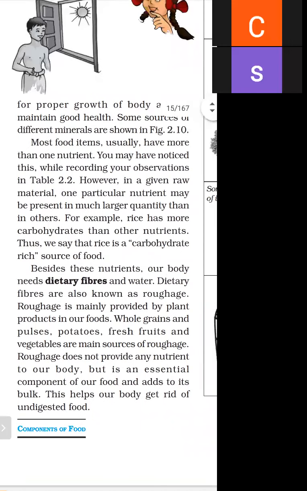So there are so many components of food. First is carbohydrate, second is protein, third is fat.